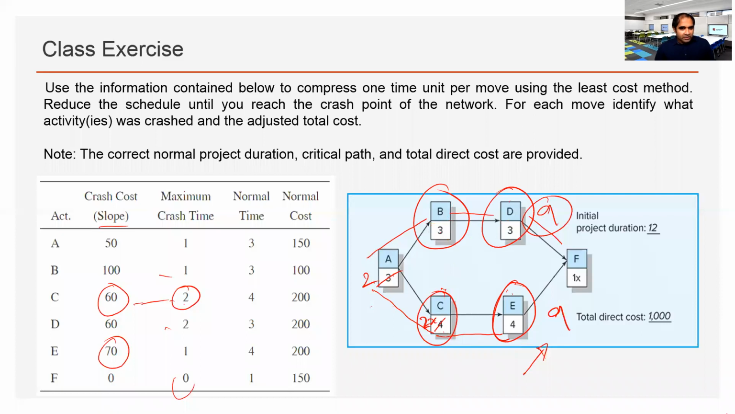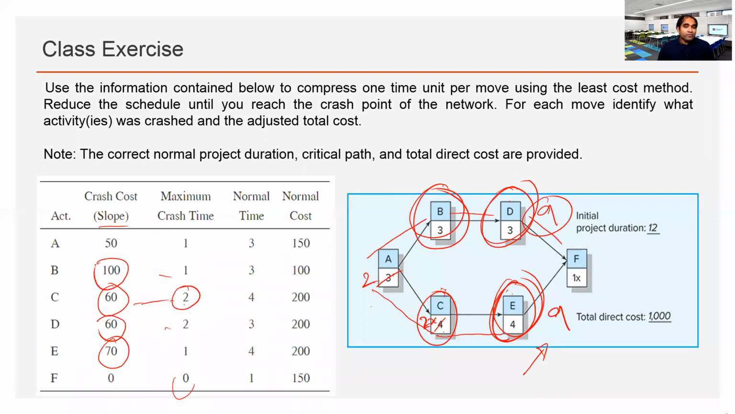We can still crash it, but again, we have to figure out the total cost. Crashing a single activity will not reduce the project duration. So we need to crash B and E or D and E. We need to crash 2 activities to reduce to 8 days. D is 60, E is 70, and B is 100. B is expensive, so we should not be looking into B.